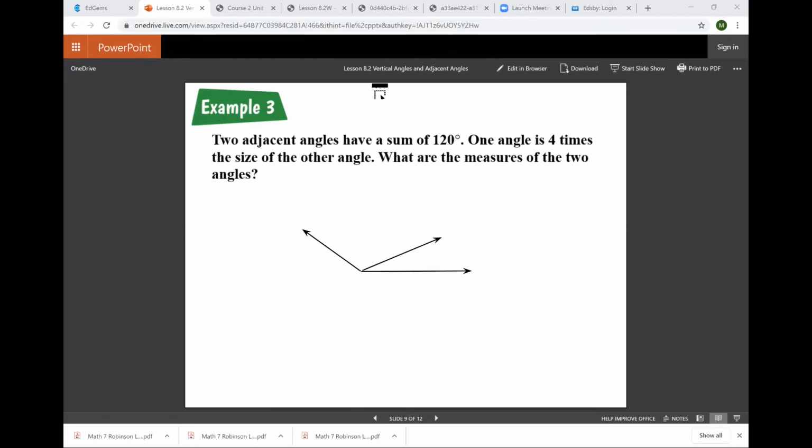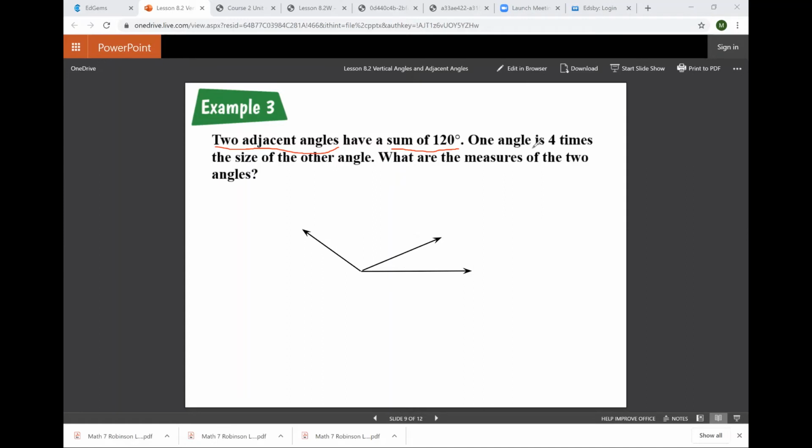It's time to mark the text. Two adjacent angles, adjacent means they're next to each other, they have a sum of 120 degrees. So that means when I draw the two angles that are next to each other, they should be smaller than a straight line. I knew I didn't need a straight line because that's 180. So I needed it a little smaller than a straight line, and then I drew a line in the middle because the angles have to be next to each other.